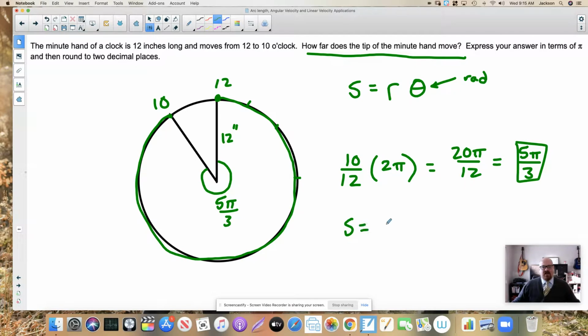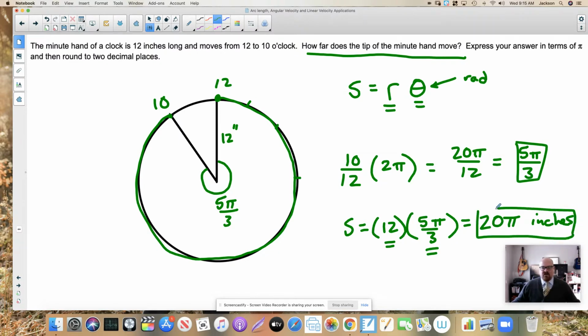So the arc length is the radius, 12 inches, times the radian measurement of that central angle, which ends up being 20 pi inches, right? So arc length is radius times radian measurement of the central angle. Radius times the radian measure of the central angle is 20 pi inches. And in terms of pi, that would be our answer. In terms of 2 decimal places, I'll let you guys figure that out. 62.8 something something. Okay, you can figure that out on the calculator.